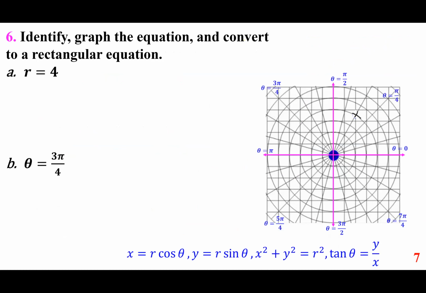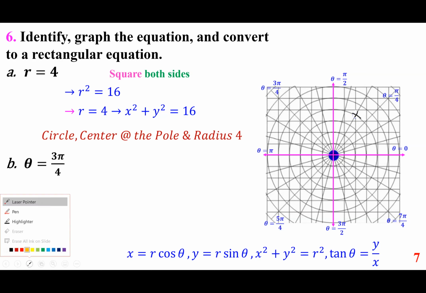Identify, graph the equation, and convert to a rectangular equation. Well, r equals 4. If we square both sides, r squared becomes 16, and we know r squared is x squared plus y squared. Therefore, when r is 4, it corresponds to x squared plus y squared equals 16. As you know, this is a circle with center at 0, 0, the origin, or in this case, the pole, with the radius, which is square root of 16 or 4.